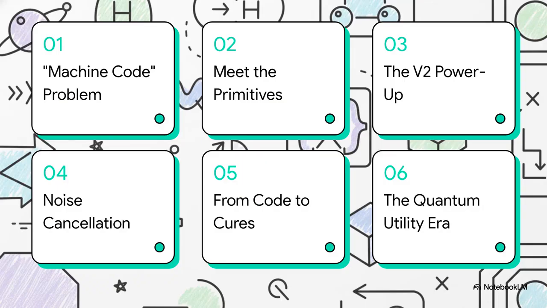All right, so here's our game plan for this explainer. We're going to start by digging into that machine code problem. Then we'll meet the solution, the primitives. After that, we'll check out their massive V2 upgrade, see how they deal with the all-important problem of noise, and then, the fun part, see how they're used to tackle actual problems. And finally, we'll wrap up by looking at what this all means for the new era of quantum utility.